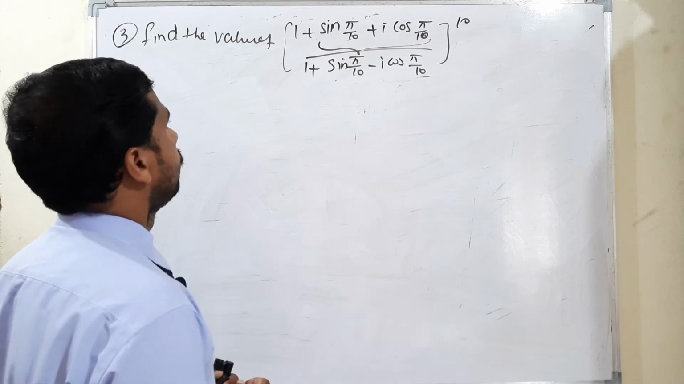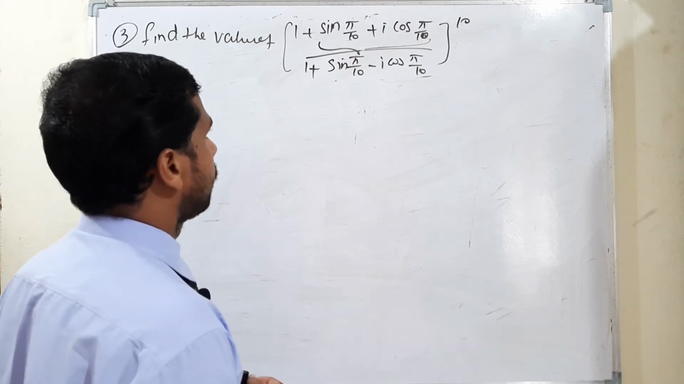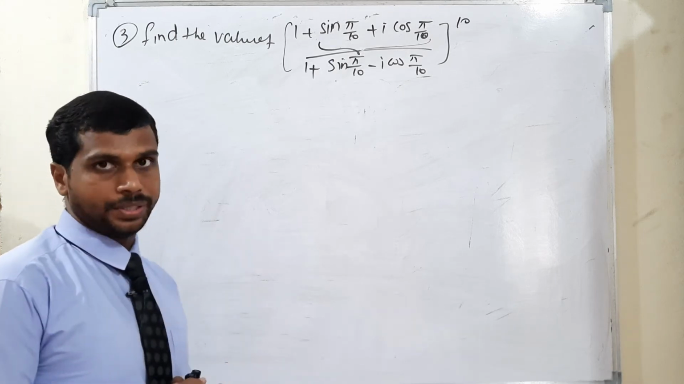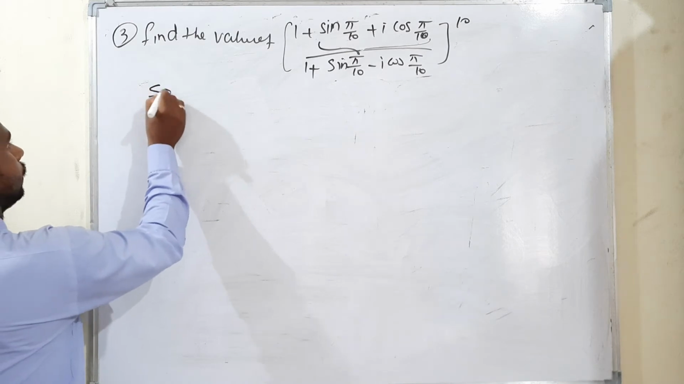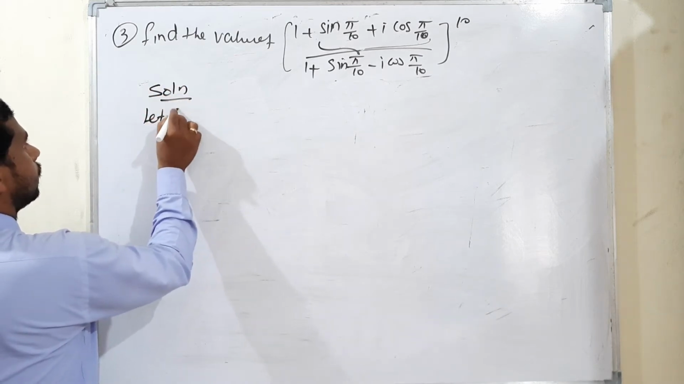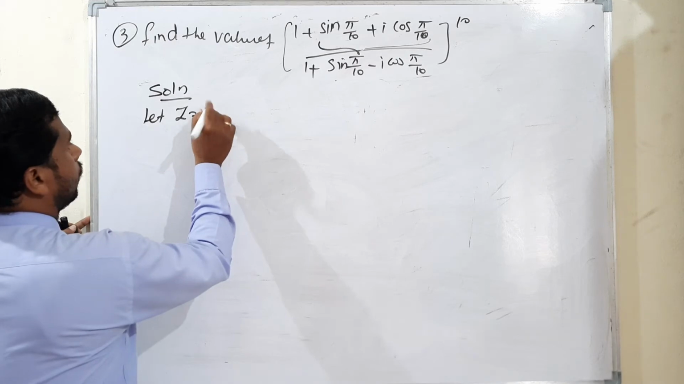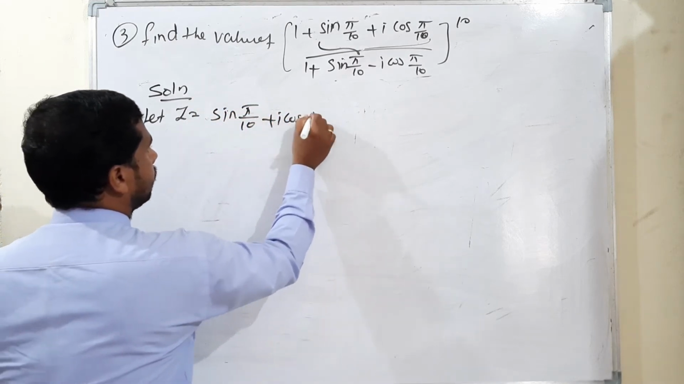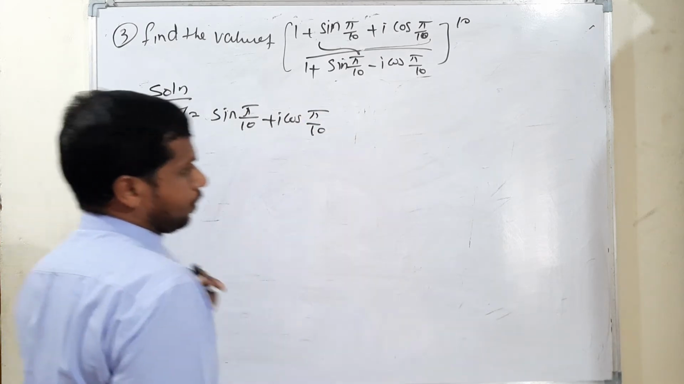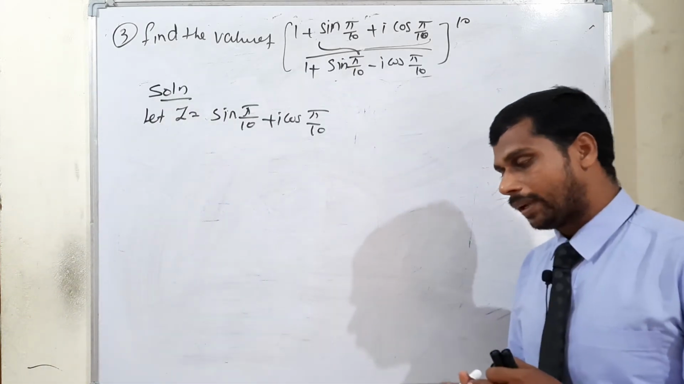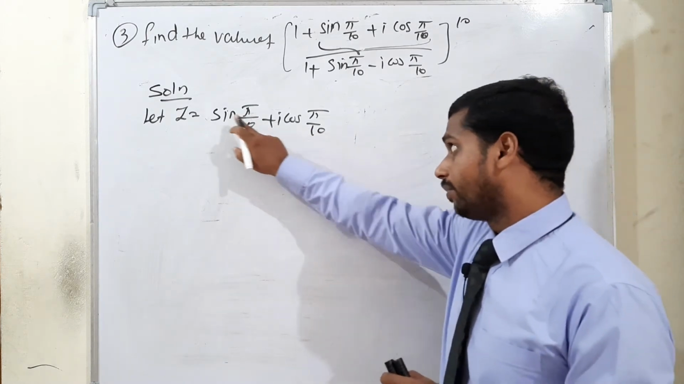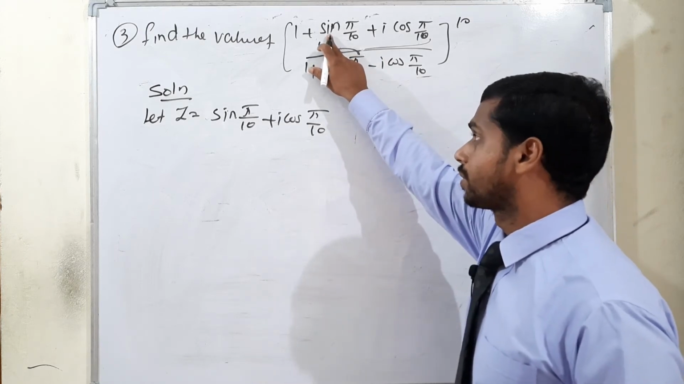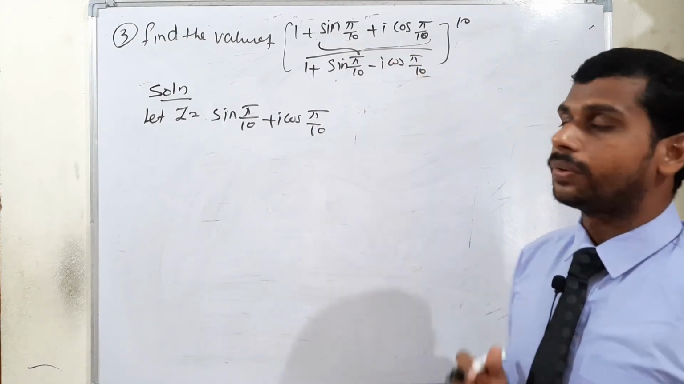Question: find the value of 1 plus sin pi by 10 plus i cos pi by 10, divided by 1 plus sin pi by 10 minus i cos pi by 10, the whole power of 10. Solution: let z be equal to sin pi by 10 plus i cos pi by 10. When starting a complex number, the real term is cos and the imaginary term is sin, but here the given question starts with real term sin and imaginary term cos. So we just have to rearrange it.